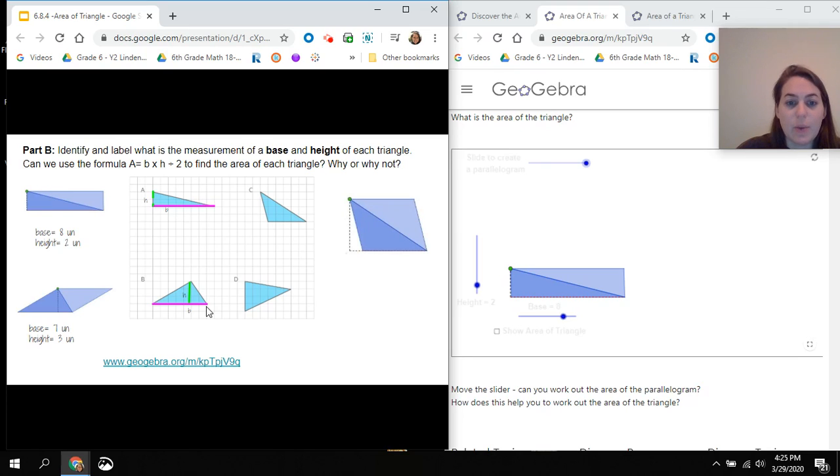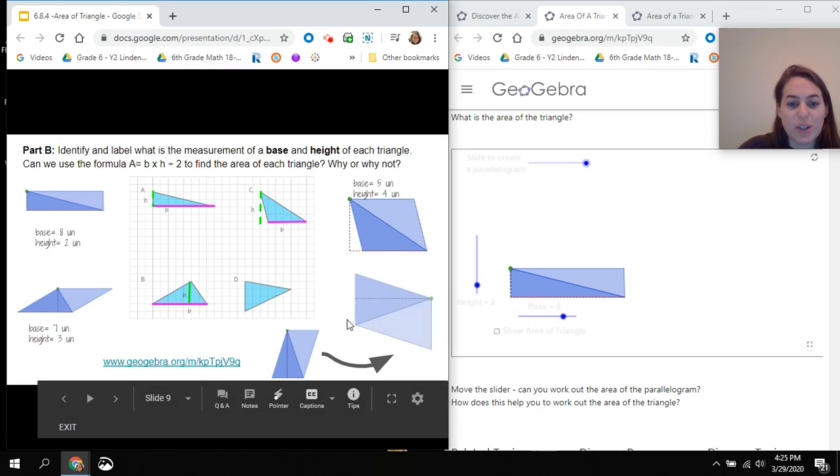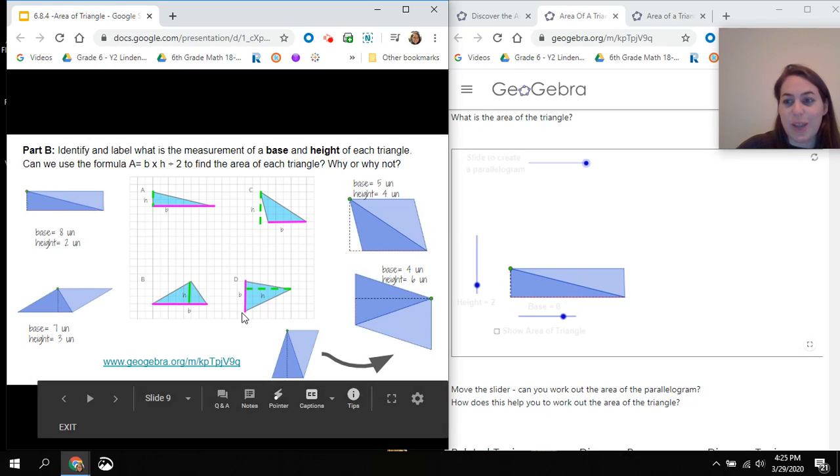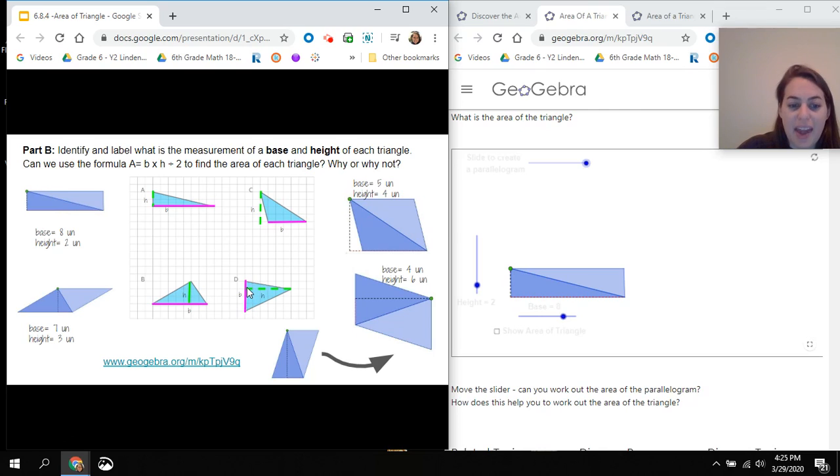For C, when you duplicated the parallelogram, it looks like this. If you chose the bottom as the base, it would be a base of 5 units, and the height was 4 units. This last one was a little tricky because if you had it lined up on the squares, you had to rotate the whole triangle. So I turned the triangle on its side, and I said if this is the base, I can count 4 units on the graph paper, and then perpendicular to that is 6 units.